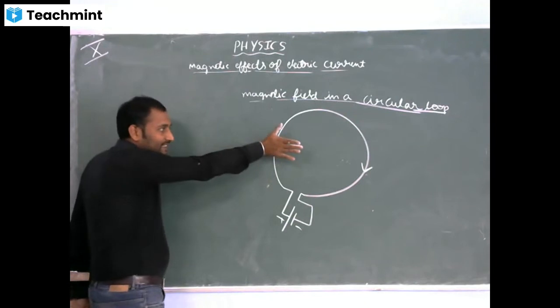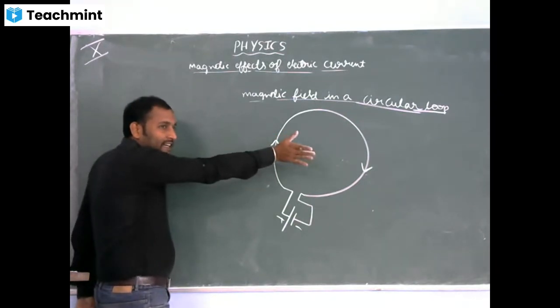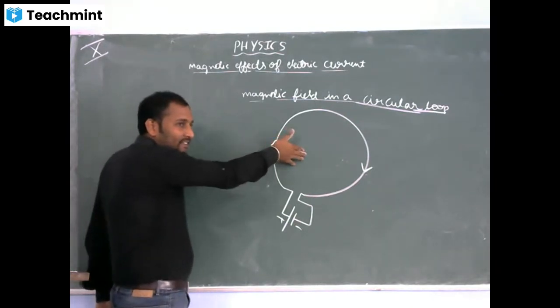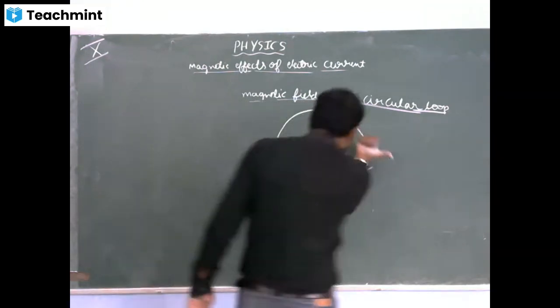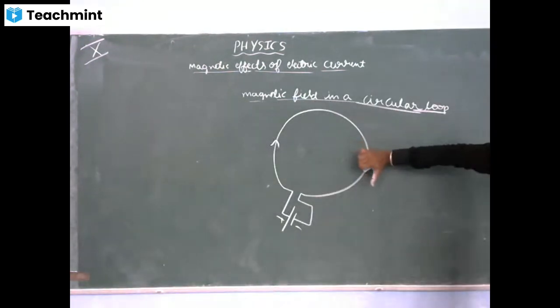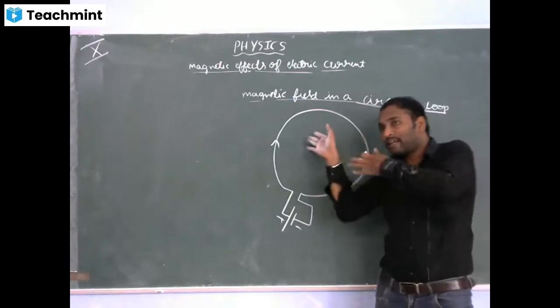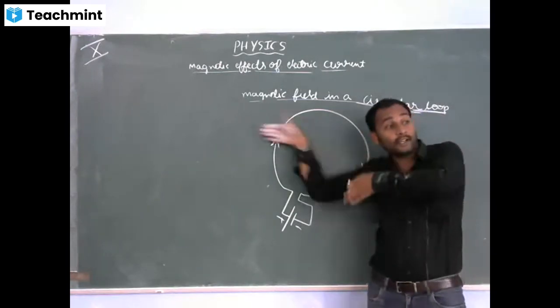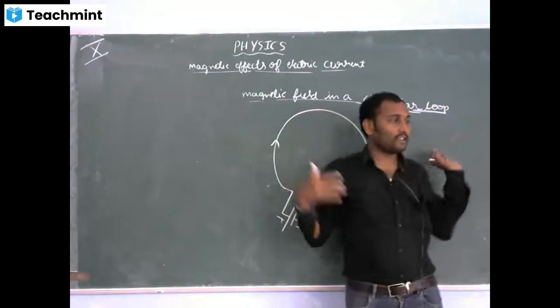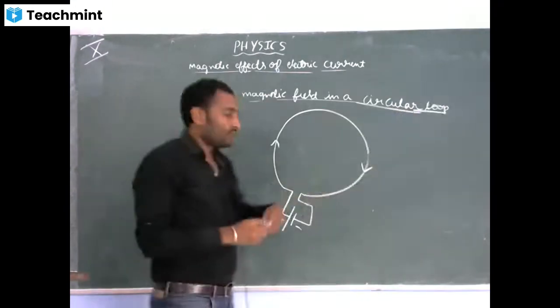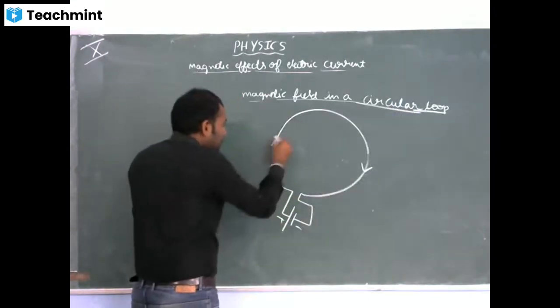Current is going up this side. Inside they will merge, right? The current comes this side. This side also it is merging. It is going inside, and that side it is coming outside. This side also it is coming outside. So let me draw it.